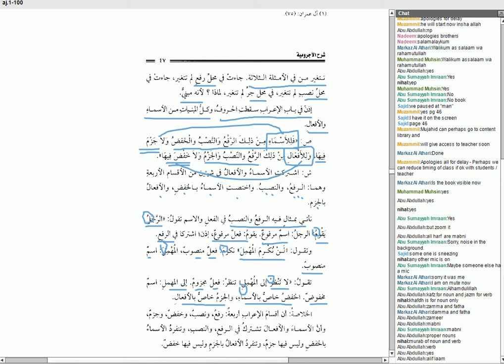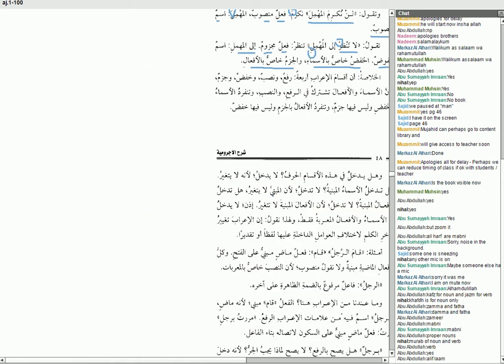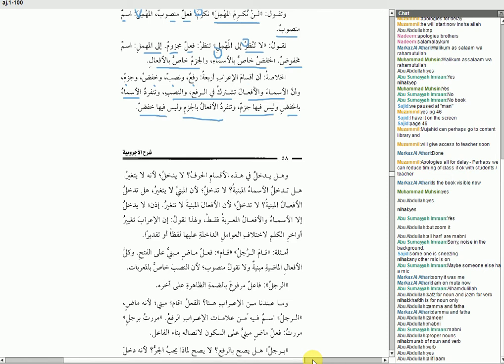Okay, let's keep going. Al-Khulasa, the Shaykh says, the summary of this, أن أقسام الإعراب أربعة, that the categories of إعراب are four: رفع ونصب وخفض وجزم، وأن الأسماء والأفعال تشترك في الرفع والنصب, and that all of the nouns and verbs, they share the two states of رفع and nasb. وتنفرد الأسماء بالخفض, and the nouns have particularly the khafd with them. وليس فيها جزم, and there is no jazm in them. وتنفرد الأفعال بالجزم, and the أفعال have the jazm in particular with them. وليس فيها خفض, and there is no khafd in the أفعال.